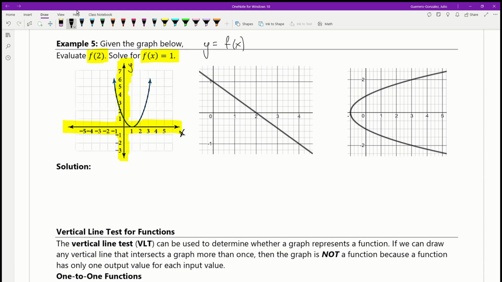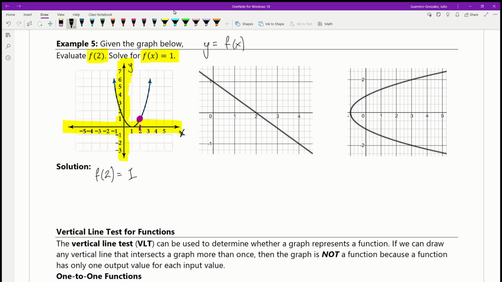So if we take a look, f of 2 is telling me that my input value is 2. What is my output? So my x value is 2. What is my y value? If my x value is 2, and I'm going to do this in this purple, I'm going to go here. I have to see where my y value is. That's this point right here. So according to this, my y value is 1. We're done.